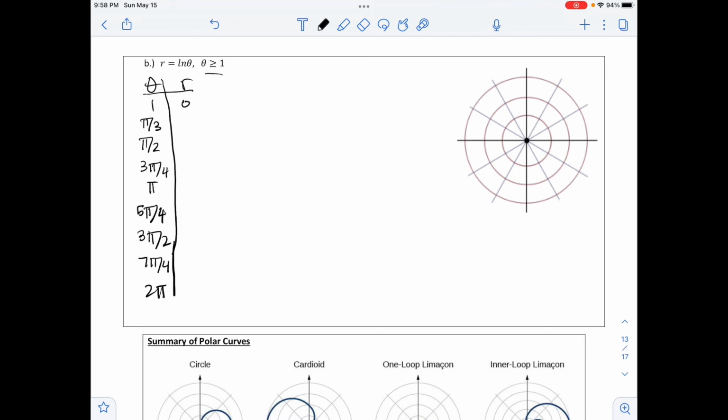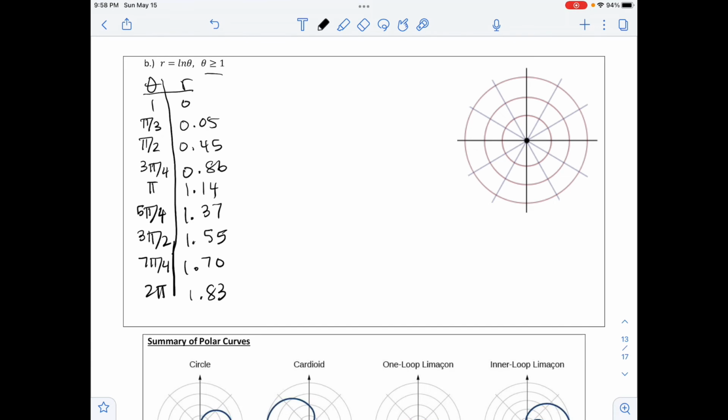And so pi over 3, ln of pi over 3 is 0.05. ln of pi over 2 is 0.45. ln of 3 pi over 4 is 0.86. ln of pi is 1.14. We get 1.37, 1.55, 1.70, and ln of 2 pi is 1.83.